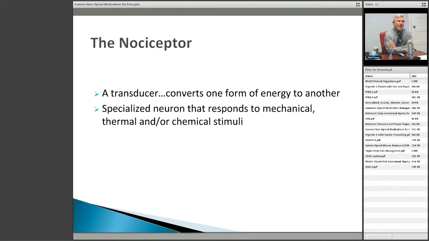So the nociceptor is how we feel pain. It's a specialized neuron that's been developed specifically to transmit pain signals to the nervous system. It's basically a transducer. It converts one form of energy to another form of energy, an electrical signal that the brain perceives.